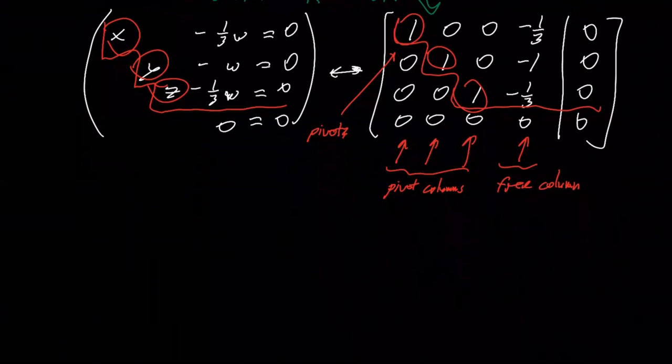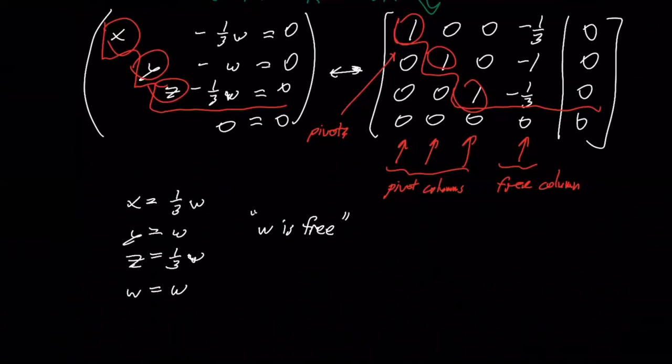Okay, so if we reinterpret this now, notice what we say. We can say X equals 1/3 W, Y equals W, Z equals 1/3 W. And then W is the 0 equals 0. One thing you can do is just say W is just W. So the idea is that W is free. We can choose it to be whatever we want. For example, maybe a nice choice would be W equals 3 because of the 1/3.